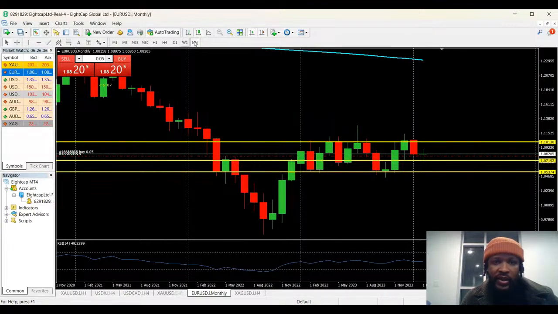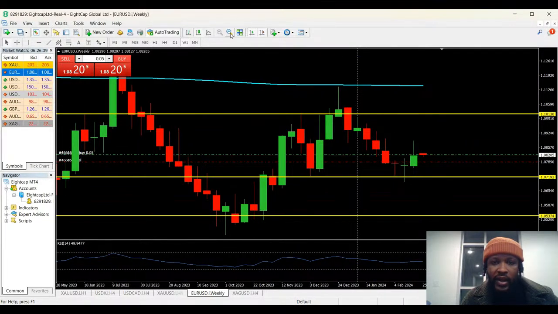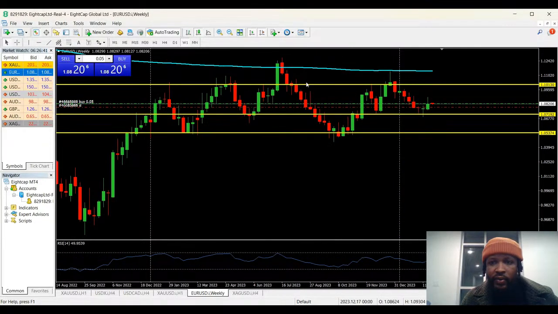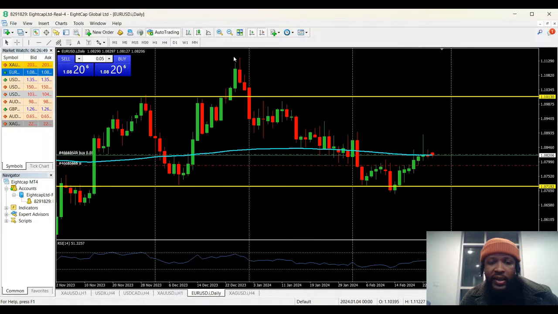So now I'll be going to the weekly time frame, right? This is where we at. Around the weekly time frame, I'm not going to be doing too much, but the daily time frame, that's where I actually look for the trend line and Fibonacci levels and all that, right? So this is where we are in the daily time frame.